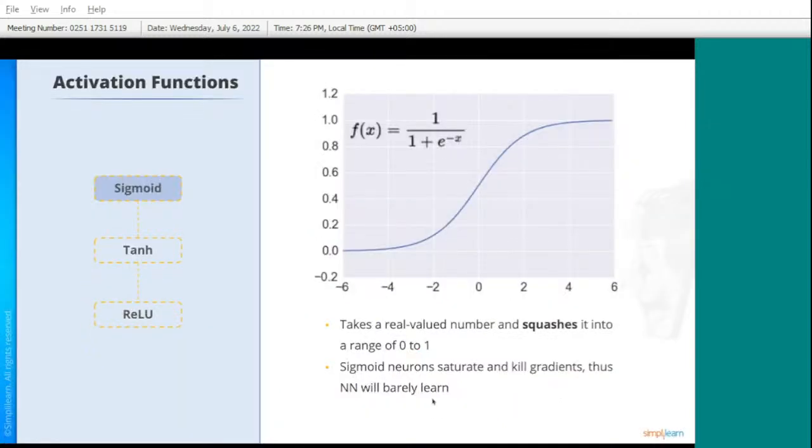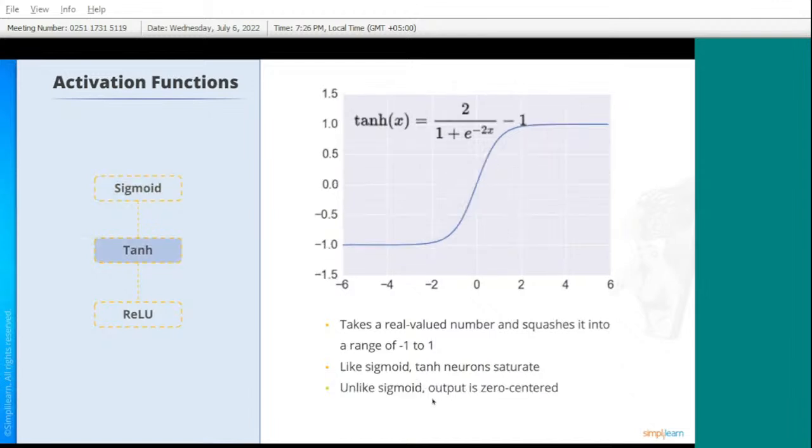So that is what sigmoid is. There's a better version of sigmoid, which is tanh. The tanh formula is 2 divided by 1 plus e to the power minus 2x, and then you do a minus 1. It is generally between minus 1 and plus 1. If you are doing differentiation on this function, we have to figure out how to do it.